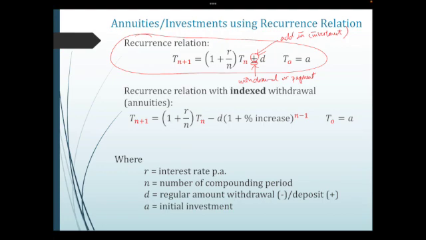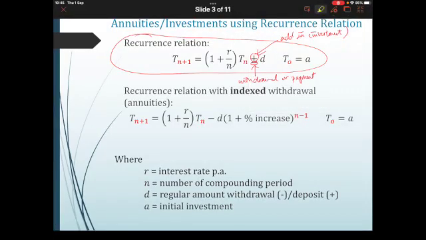Basically, use the same equation. Plus is for adding in investment, minus is for withdrawal. That's for recurrence relation. Now notice that the N, I'm going to highlight this, N plus 1, N and T naught. They are all related to the sequence number. They are not N, which is the number of compounding periods.